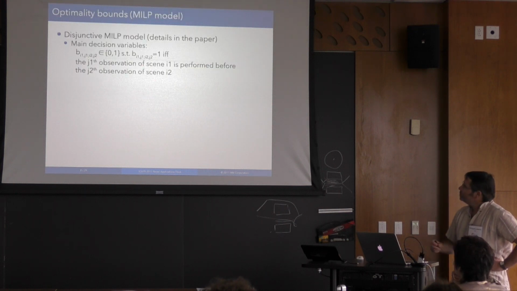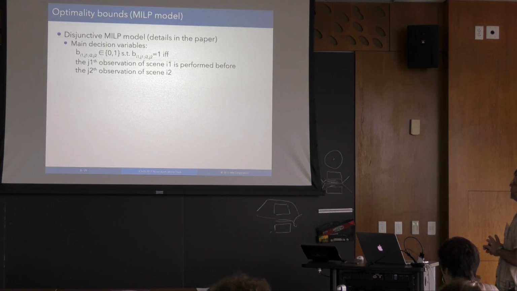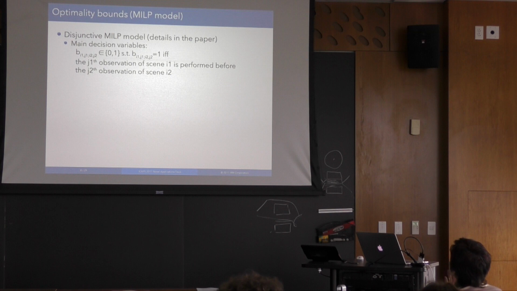Okay, so the first contribution we made is to try to get some upper bounds on the quality you can achieve on the instances. And for that, we tried a MIP that is slightly different, which is a disjunctive MIP. I will not detail it here. I prefer to focus on the other contribution.